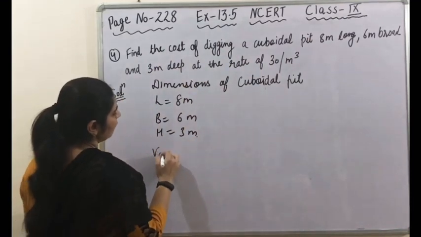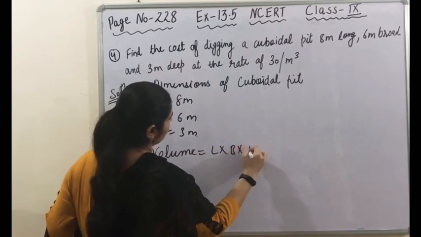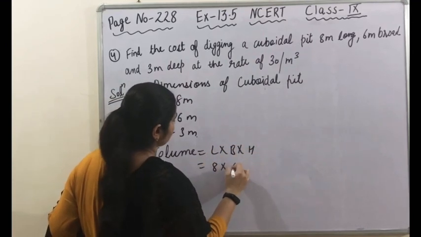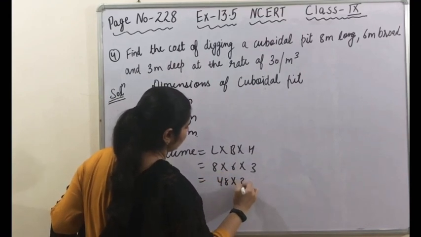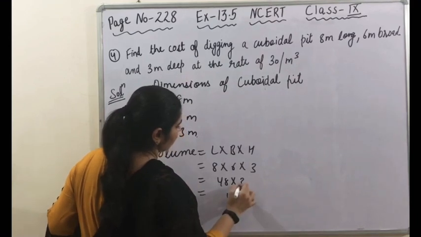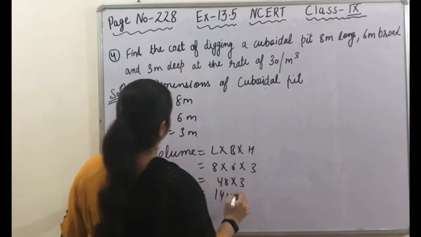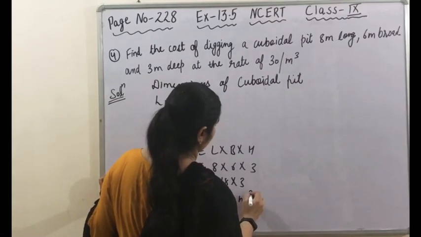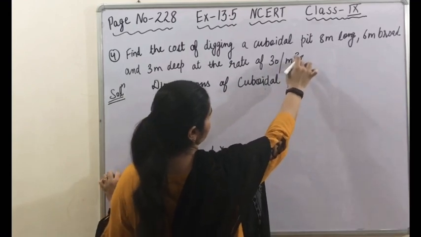We'll find out the volume, which is equal to L into B into H, which is equal to 8 into 6 into 3. 8 6s are 48 into 3. 8 3s are 24. 3 4s are 12 and 2. 144 meter cube. And the rate is given as rupees 30 per meter cube.